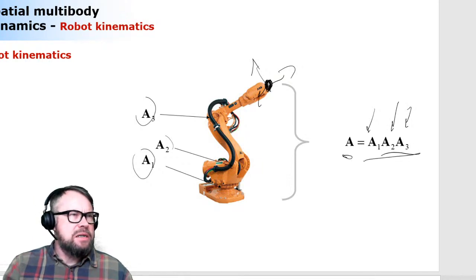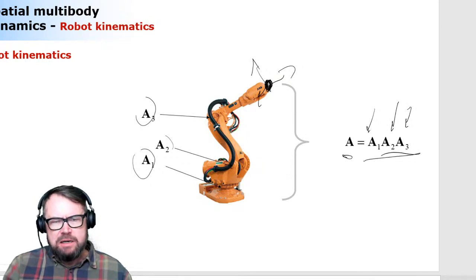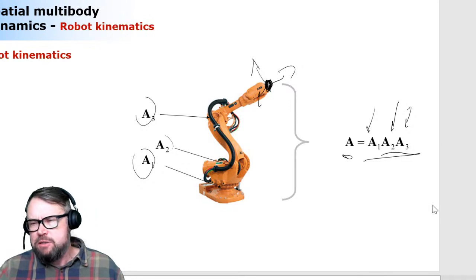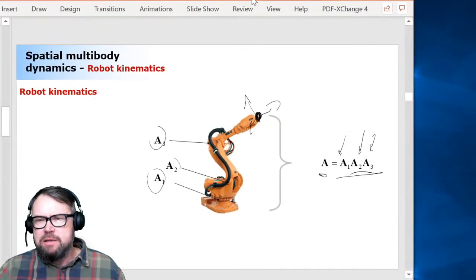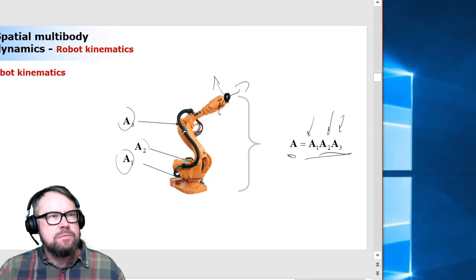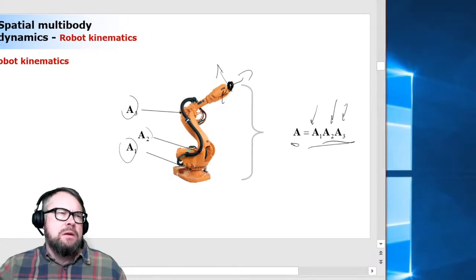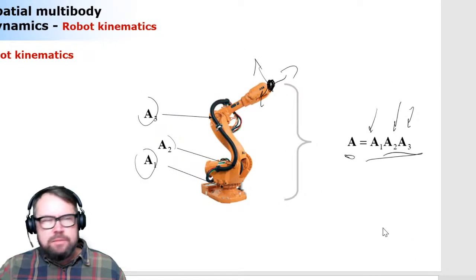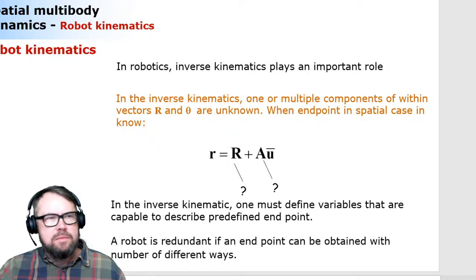By the way, I can see that for some reason my slides are in a weird configuration. Let me see if I can make it look a bit better. Hmm. No. Well, it is what it is.